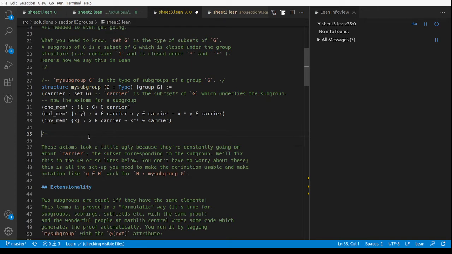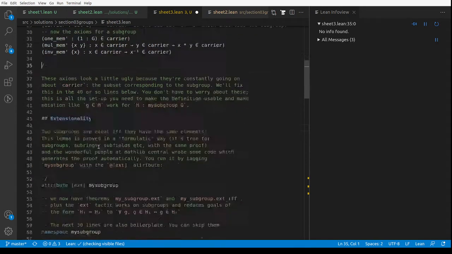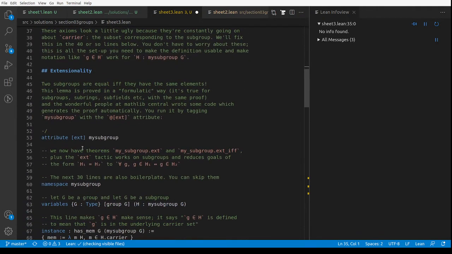But actually, in Lean we have a computer program that proves it automatically. So if we tag my subgroup with the ext attribute, then Lean automatically does something, and it's in my subgroup.x. That won't have been there before.